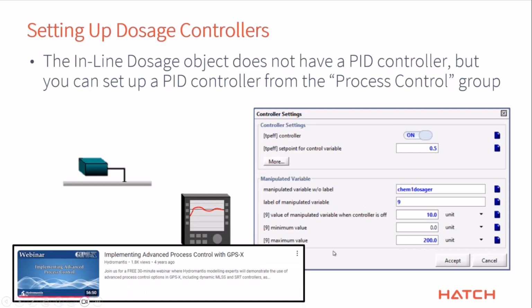And actually, as I mentioned, we have a pretty good webinar on how to set up these kinds of process controller, either for the one that I was just showing you for the carbon dosage or for this chemical dosage. Look at the implementing advanced process control on our YouTube channel, and I'll have all the details for you there.